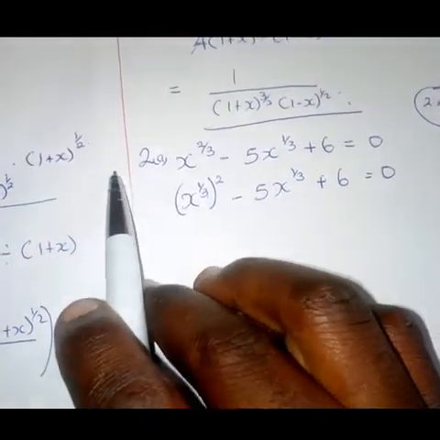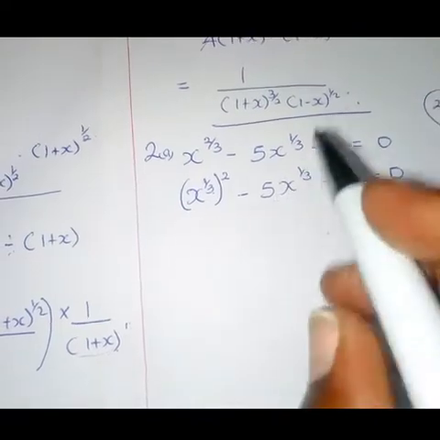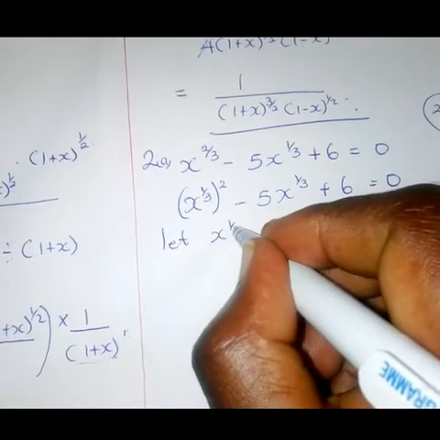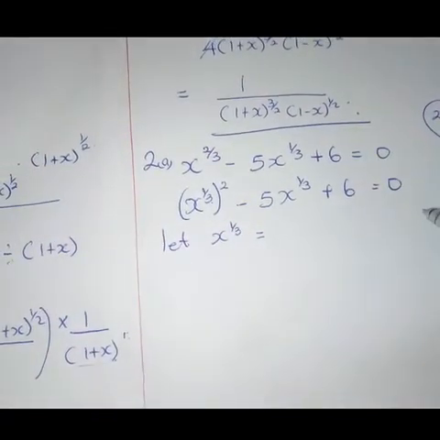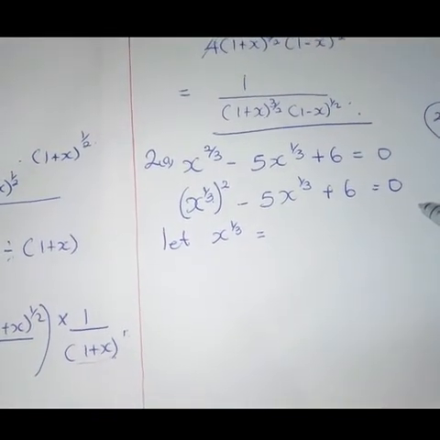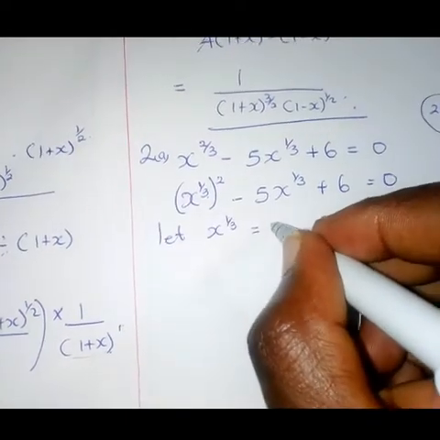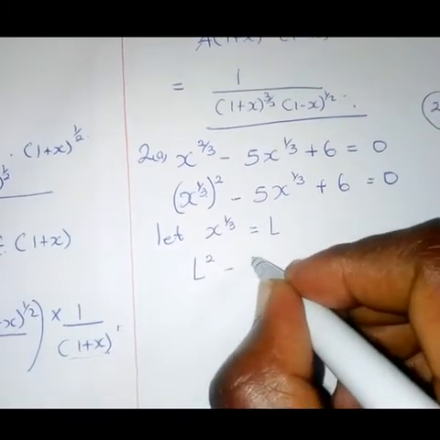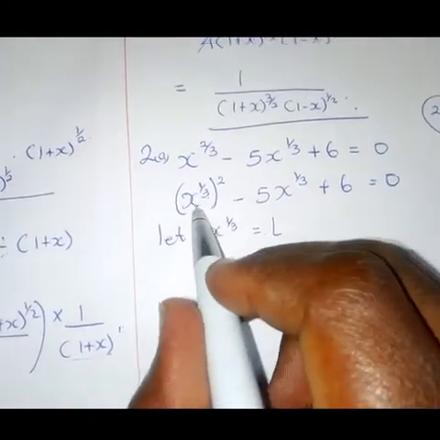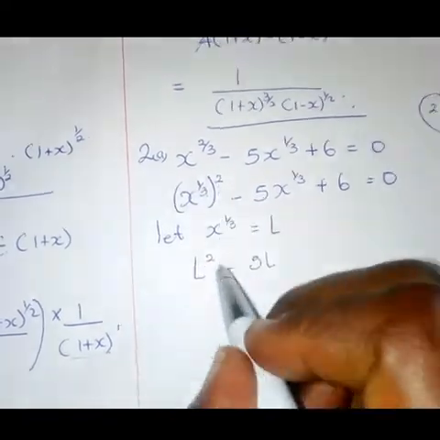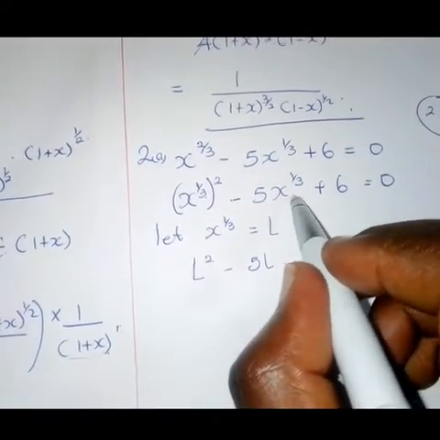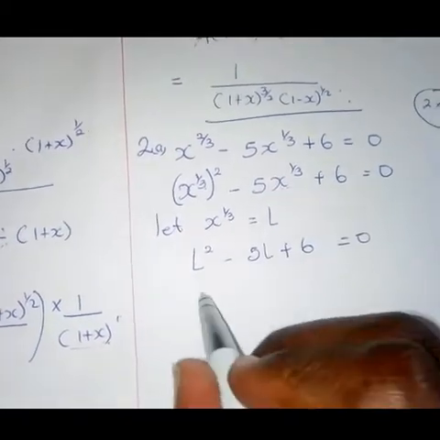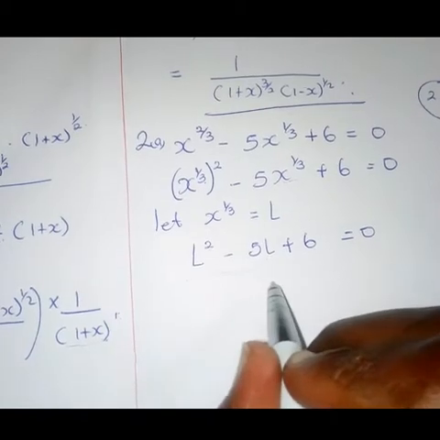Then when you see that x to the power a third is actually common, we can say let x to the power a third be an unknown. We can choose, since my name is Luanyaga, I'll use L. So I'll have that L squared minus 5L. This L here is squared, the whole of this is L, it is squared. And then this is only x to the power a third, so it is only L. Then plus 6 is equal to 0. So this is a quadratic equation.